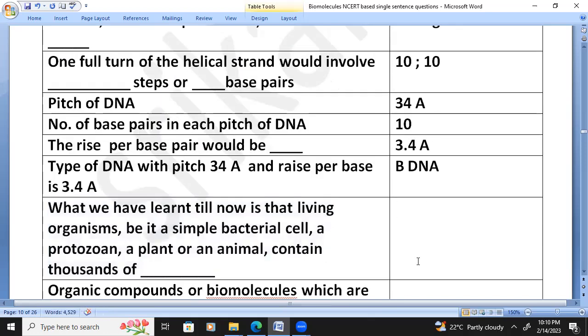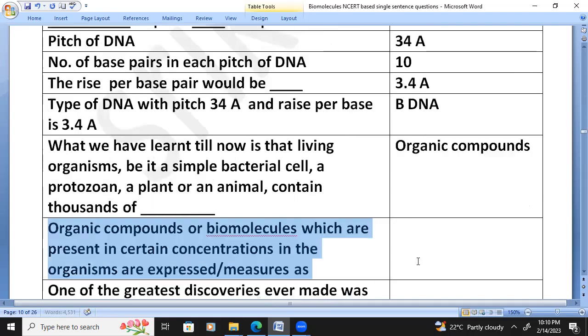What we have learned till now is that living organisms, be it a simple bacterial cell, a protozoan, a plant or an animal, contain thousands of organic compounds. Organic compounds are biomolecules which are present in certain concentrations in the organisms, expressed or measured as moles per cell or moles per liter.